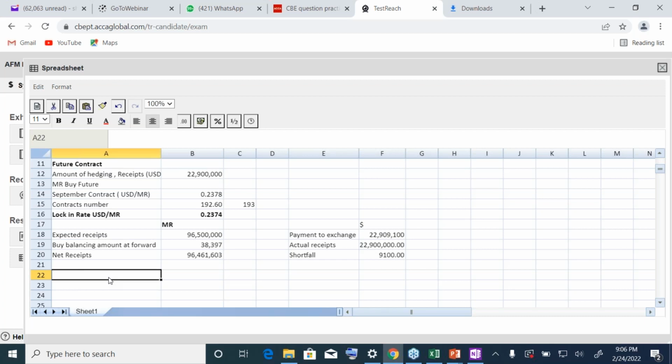Okay. Now let's solve the option contract. Currency option. So the first step is the same. Amount of currency to be hedged.